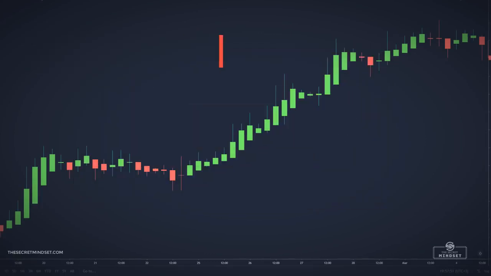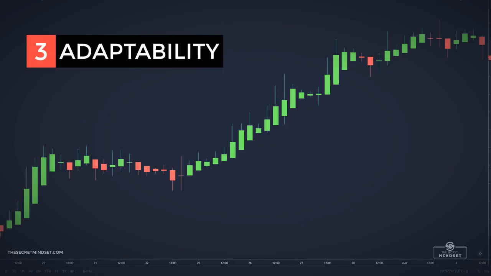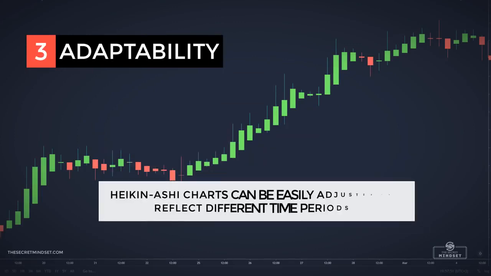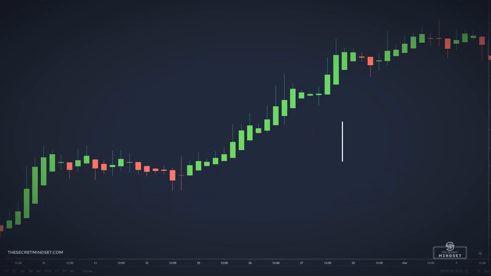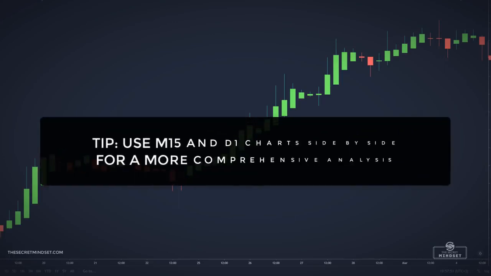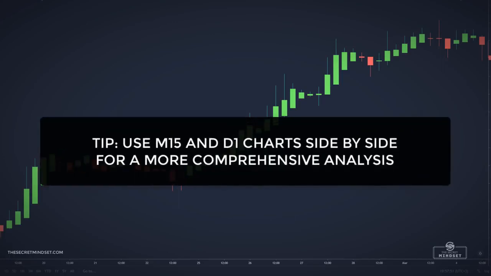Also, the adaptability is another benefit. The trading period of Heikin Ashi charts can be easily adjusted to reflect different time periods. Some traders will look at the 15-minute and the daily charts side by side in order to develop a more comprehensive analysis. These charts can also be applied in many different markets, including stocks, forex, indexes, or various others.